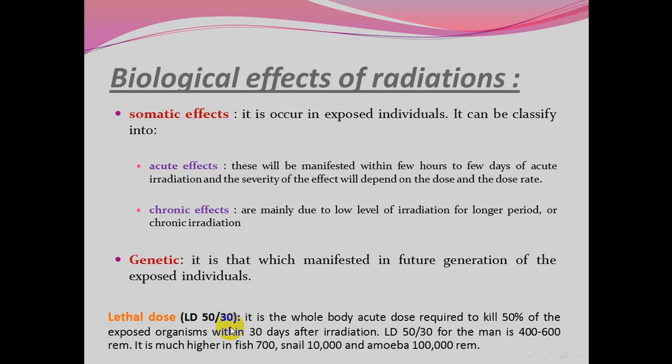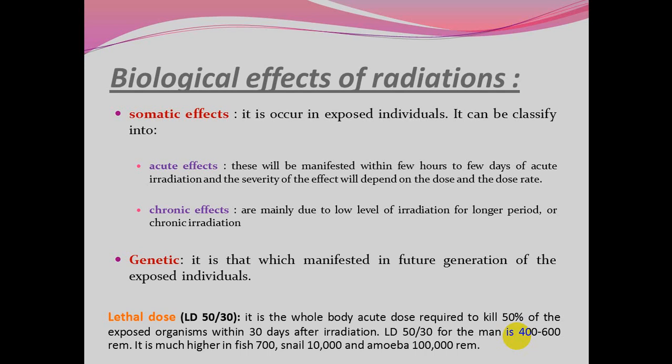Lethal dose 50 to 30 for man is between 400 to 600 rem. This lethal dose will be higher in fish, which requires 700 rem to die. I mean the death of 50% of the population in 30 days. That's very important. For snail, this lethal dose will be 10,000, and for amoeba it's 200,000 rem.